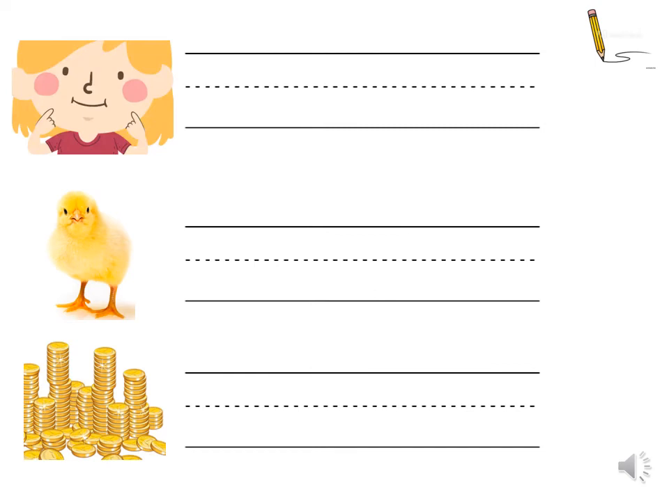The last word is the word rich. You are rich if you've got lots of money. And can you see all of those coins? Can you stretch out the word rich, put it on your phoneme fingers, and then write it down? I'm going to give you 10 seconds. You might even write the word richer. If somebody has more money than somebody else, they are richer.